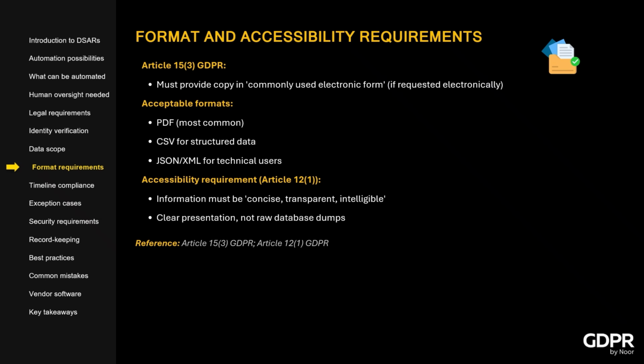Article 12.1 requires the response to be concise, transparent, and intelligible. A raw database dump with cryptic field names does not meet the standard. Your automated system must organize the information clearly, use understandable labels, and present it in a way an average person can understand. This is where automated systems fail. They technically deliver the data, but in a format that is confusing. Good automation retrieves the data and good design makes it comprehensible.